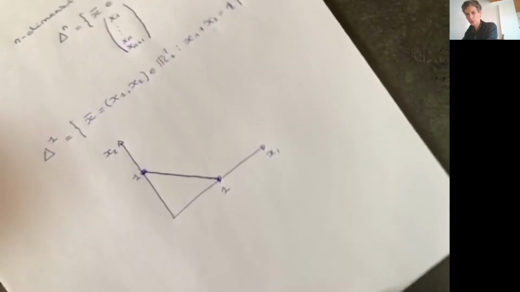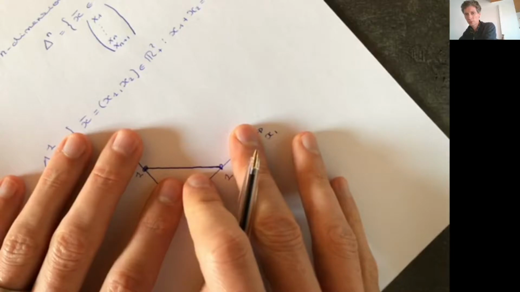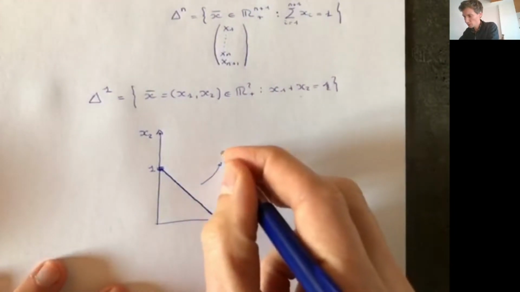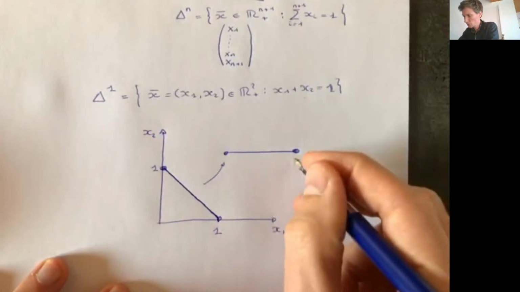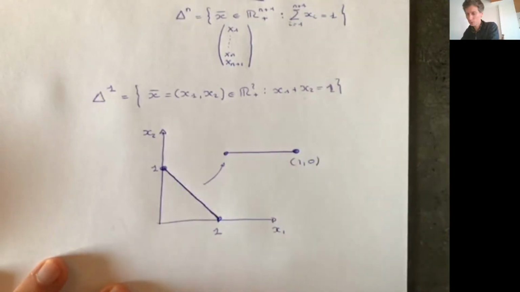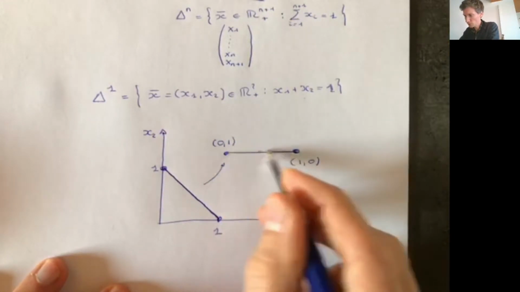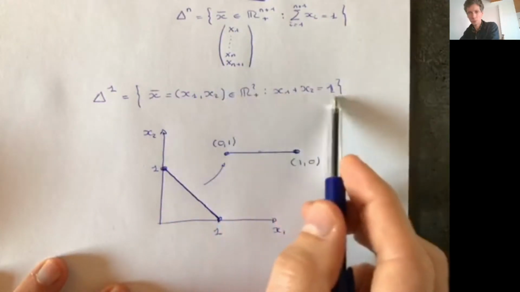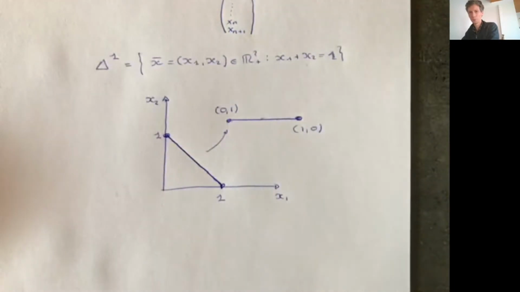If I turn my page and forget about the axes for a minute, what I have here is just a line segment. We have seen that a line segment is a one-dimensional simplex. Here I have this point, which is the vector (1, 0), and here I have the point which is the vector (0, 1), and then all the points on the simplex are all the vectors (x1, x2) which are non-negative, and the components add up to 1. So this is where the one-dimensional simplex comes from.